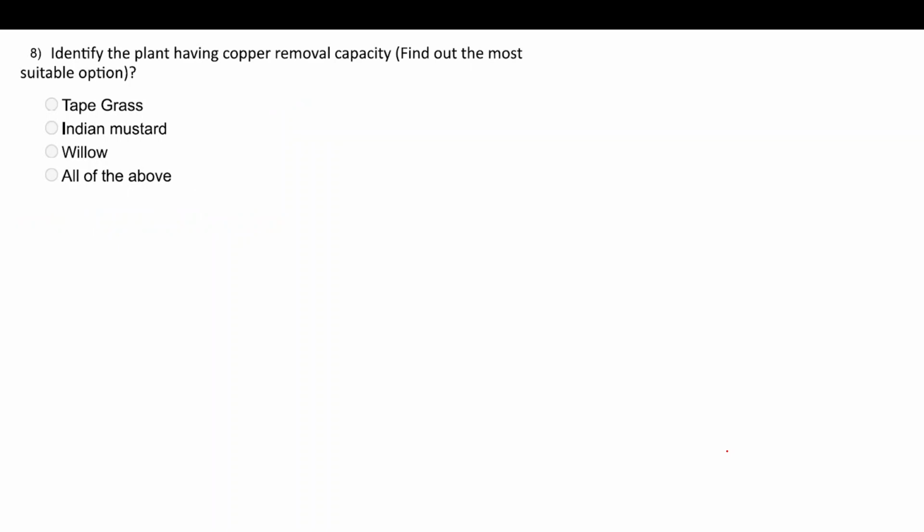So, identify the plant having copper removal capacity. Out of the following, you need to find out. As I mentioned, this is nothing but phytoremediation, and there will be some specific plants available for removal of specific types of pollutant. Here copper is given to you, which comes under the category of heavy metal. For that, all of the above can be used for remediation or removal. So all of the above is the correct answer.